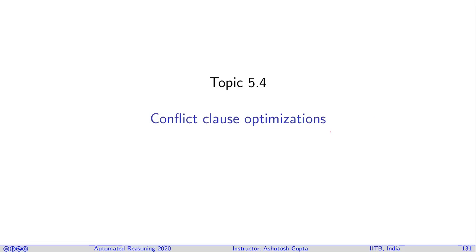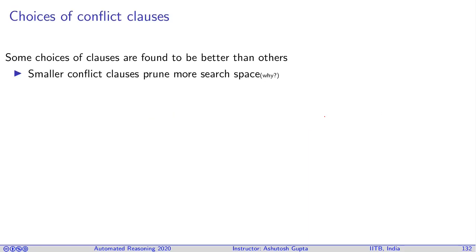Let us look at conflict clause optimizations. So far we have seen that we have a conflict, we draw the implication graph and then learn a conflict clause from them. However, we will see that there is more than one choice we can make with respect to conflict clauses, and there are some desirable properties. Let's look at what kind of conflict clauses we like to have.